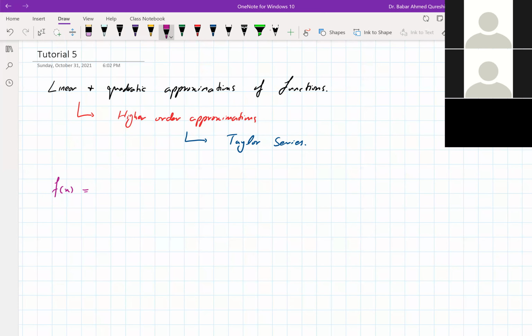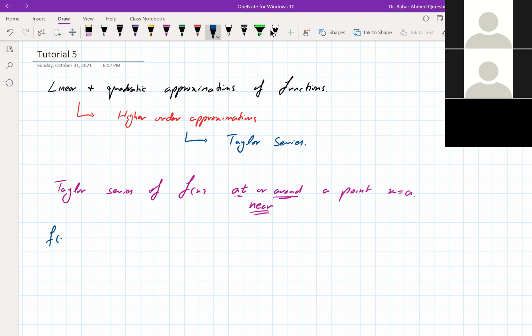is given by the Taylor series of f of x. People call it at or around a point, but sometimes people also call it near a point, x is equal to a. And all you need to remember is this formula, that you evaluate the function at this given point.